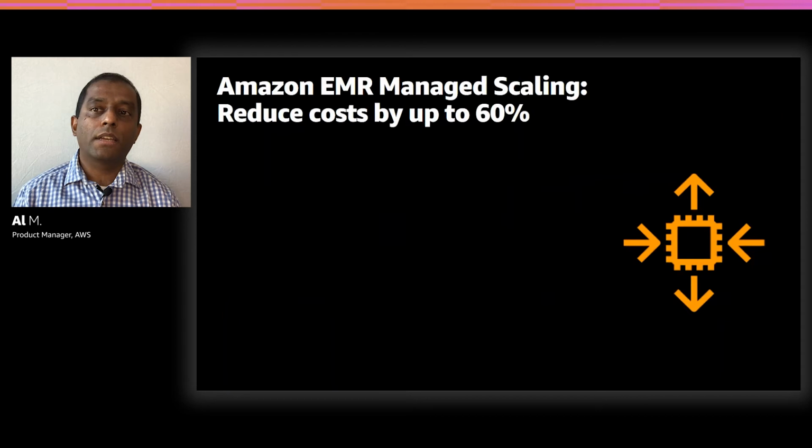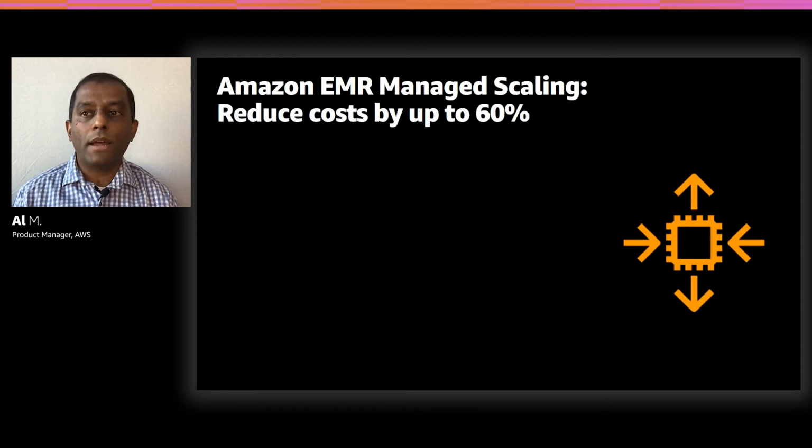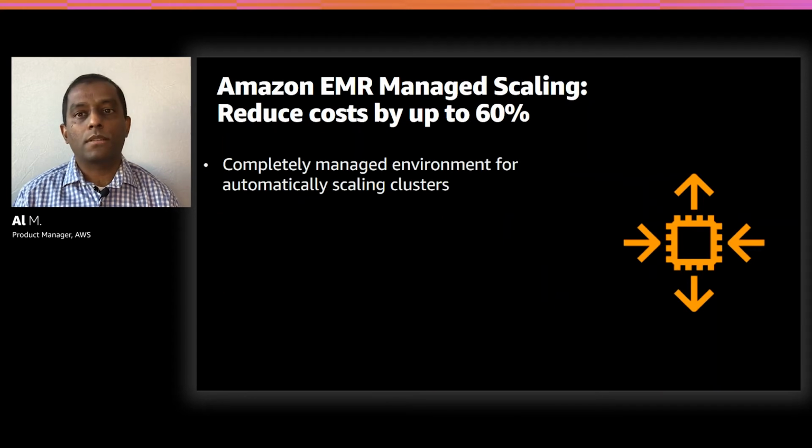EMR Managed Scaling is a new feature that automatically resizes your EMR clusters based on best resource utilization without the need for you to author or configure complicated scaling policies. With Managed Scaling, you just specify the min and the max compute limits for your clusters, and EMR automatically resizes your clusters based on continuous sampling of key metrics associated with the workloads running on your clusters.